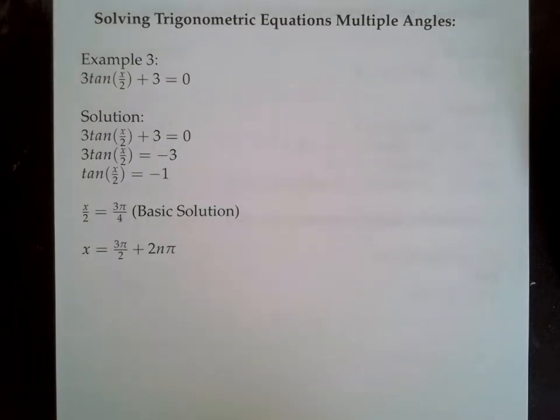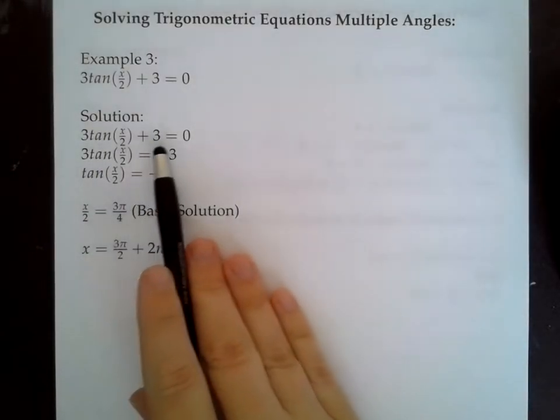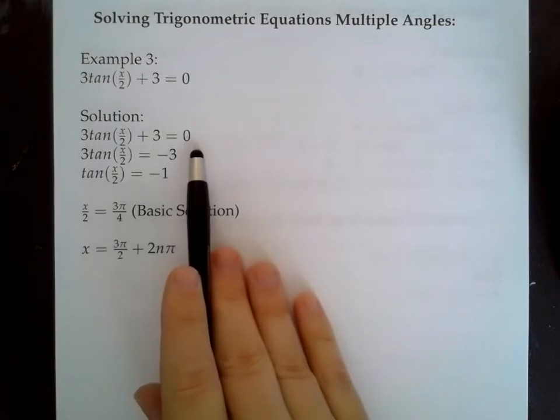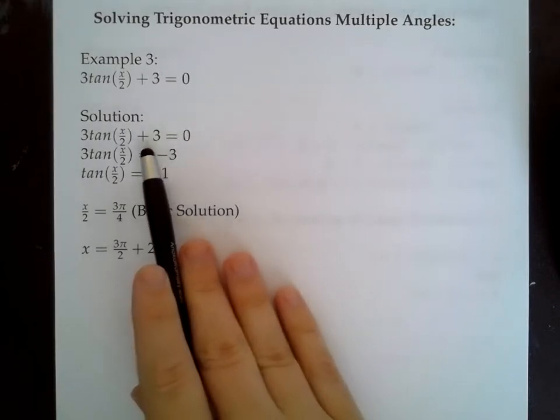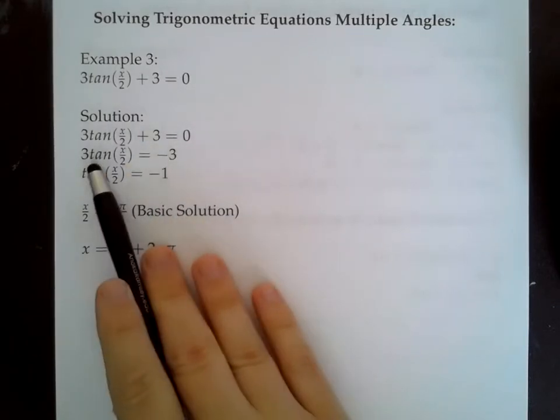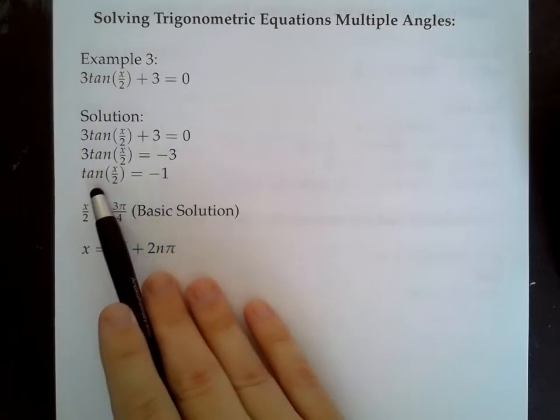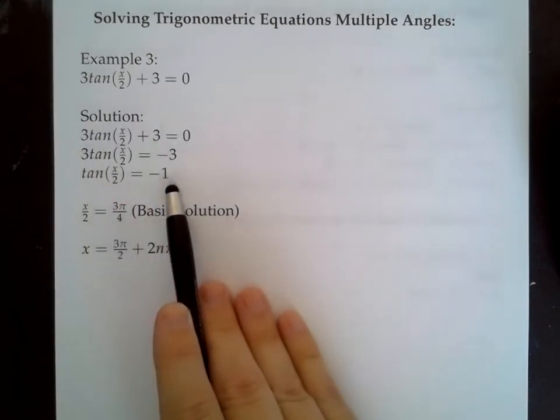So let's look at one more example of multiple angles. For example number 3, we have 3 tangent of x over 2 plus 3 is equal to 0. So what this gives me is 3 tangent of x over 2 plus 3 is equal to 0. We're going to subtract 3 from both sides to get rid of that positive 3. Then we're going to divide both sides by 3, giving me tangent of x over 2 is equal to 1.